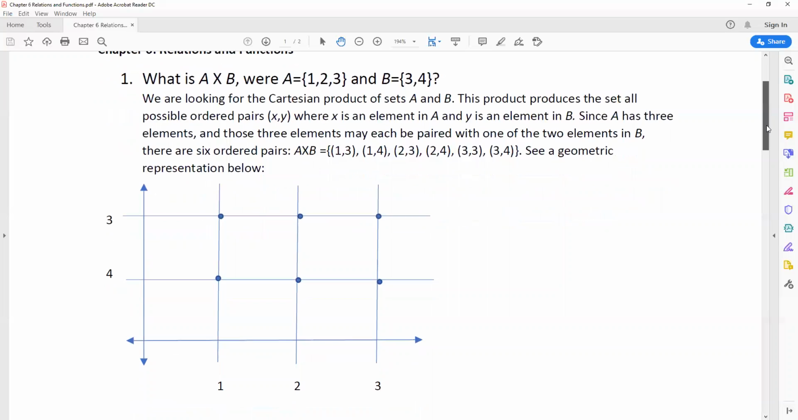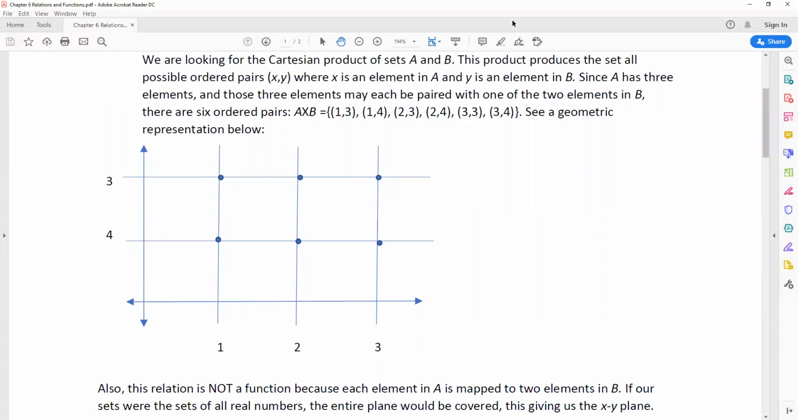And if you look down at the graph here, we have a picture of the cross product, or the Cartesian product. Let's first look at what we might call the x-axis. We'll say that this is the set A, which contains elements 1, 2, and 3. And over here we have set B, which contains elements 3 and 4.